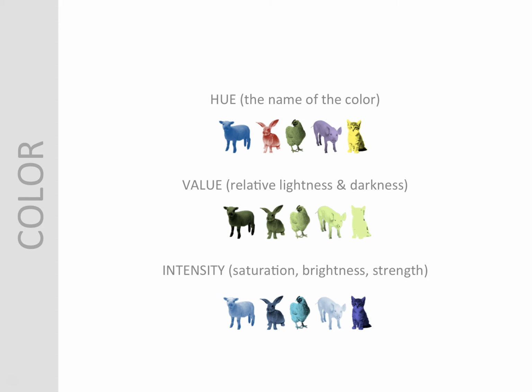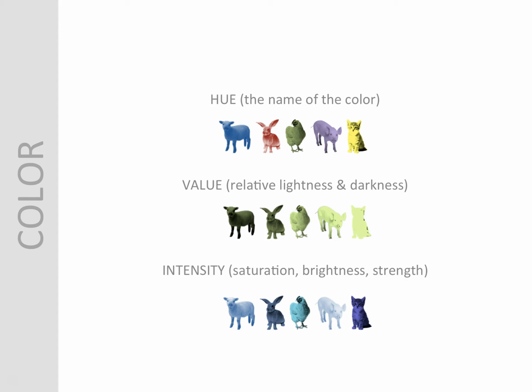Color is divided into three different terms. One is hue, which is the name of the color, so that would be like blue, red, green, purple, or yellow. One is value, which is the relative lightness and darkness, as we saw in the last slide, but that also has a relationship to color. So green can be multiple greens. It can be a dark green or a light green. We think of dark colors in terms of shade and lighter colors in terms of tint.